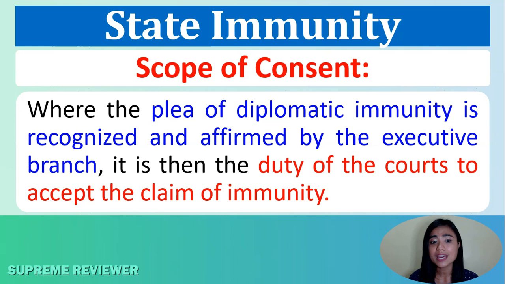And where the plea of diplomatic immunity is recognized and affirmed by the executive branch of the government, it is then the duty of the courts to accept the claim of immunity upon appropriate suggestion by the principal law officer of the government, such as the Solicitor General or other officer acting under his direction.